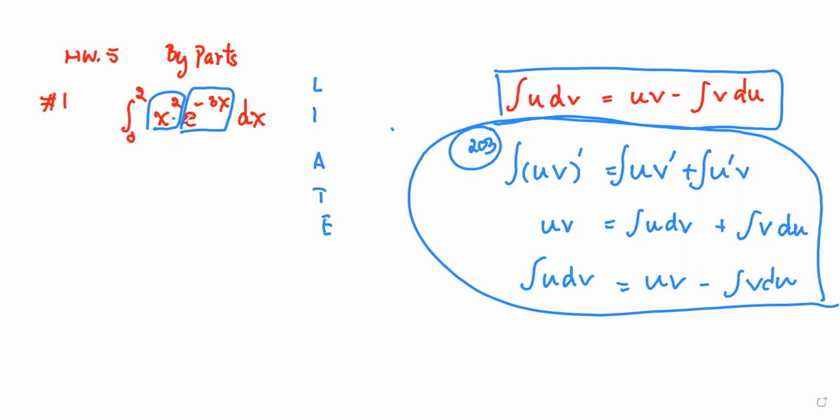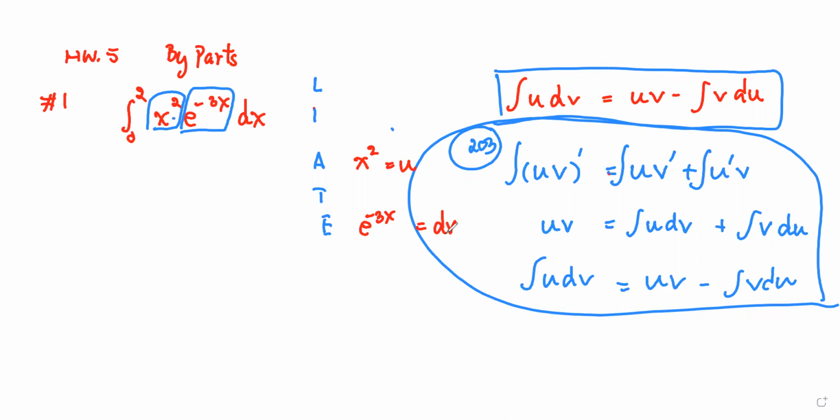You identify its function type. x squared is an algebraic function. Polynomial is one of the algebraic functions. And the e is obviously the exponential. When you identify them in this order, the one higher in the ranking you let be the u function, and the rest is dv.